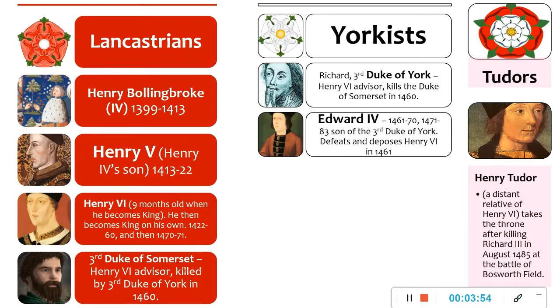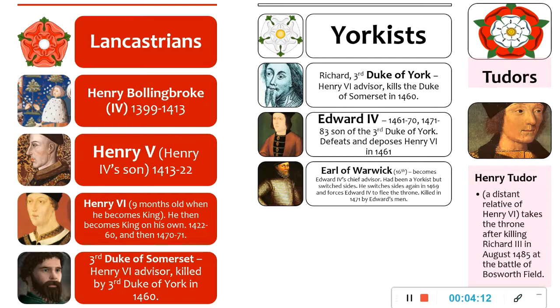Our second key figure is Edward IV, king twice during this century. First between 1461 and 1470, and secondly between 1471 and 1483. He is son of the third Duke of York. He defeats and deposes Henry VI in 1461, only to be deposed and then retake the throne again a year later in 1471.